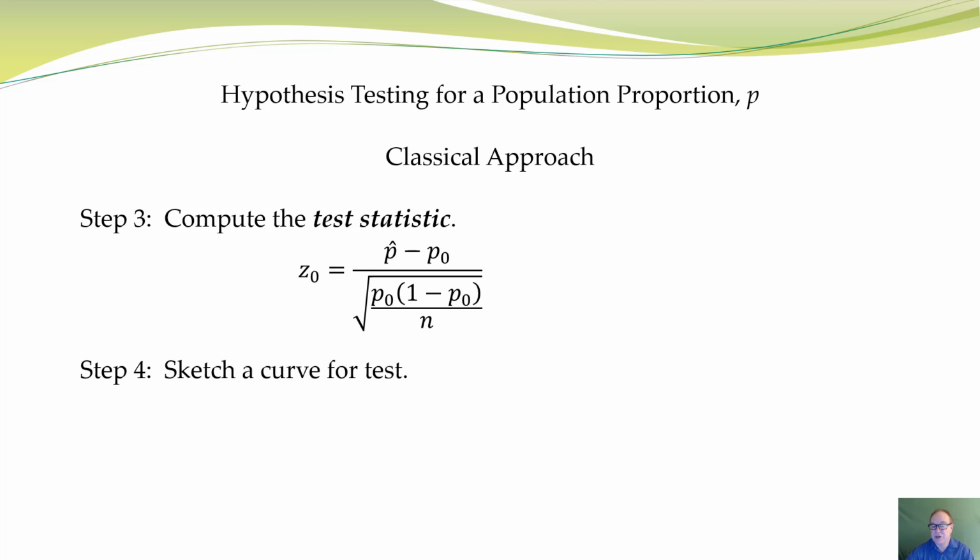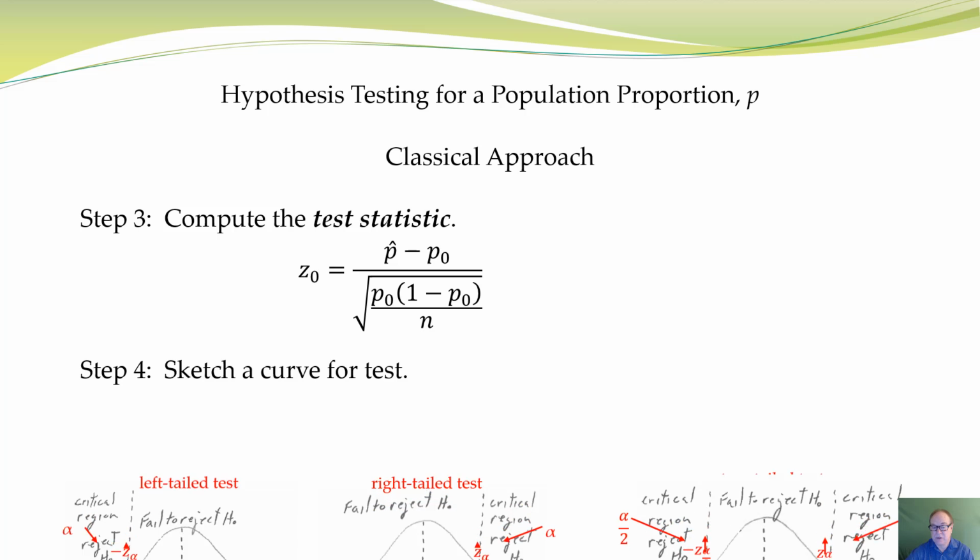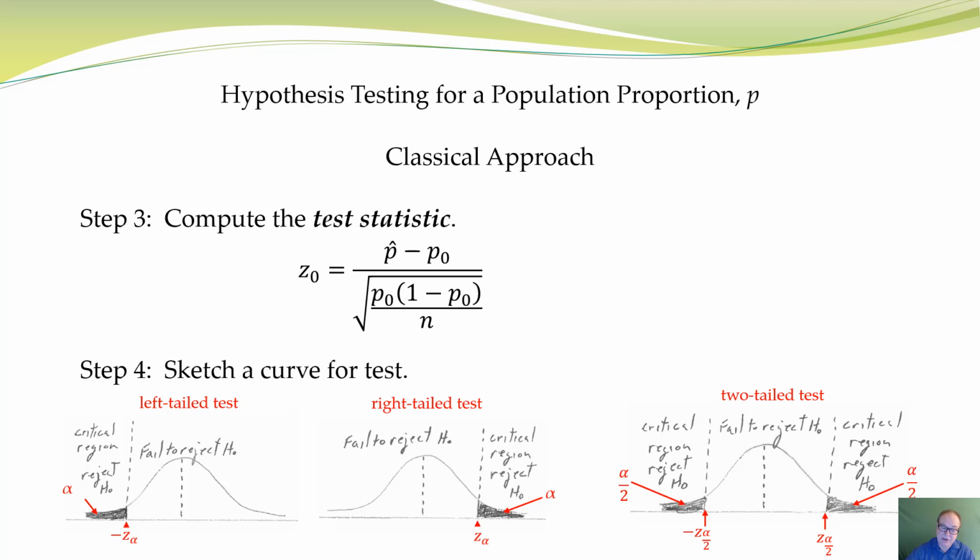Step 4, sketch a curve for the test. Remember, if it's left-tailed, you're going to have the left tail shaded. Right-tailed, right tail shaded. Two-tailed, you're going to have both tails shaded. And then the shaded region is going to add up to alpha. So if it's a left tail, the shaded region is alpha. Right-tailed, shaded region is alpha. Two-tailed, each tail would be alpha divided by 2. And then you would find your critical values for alpha.